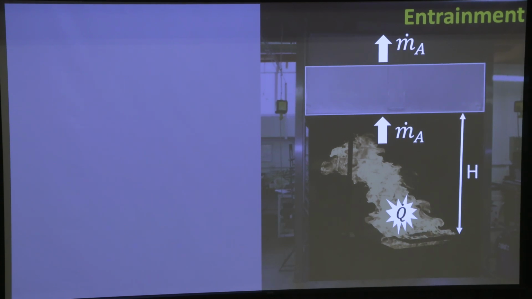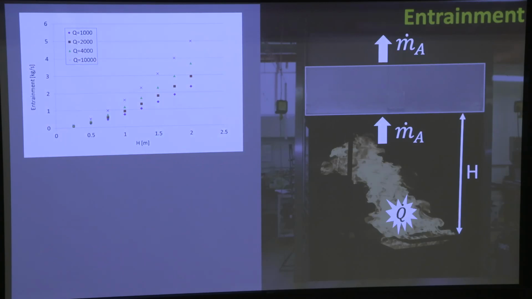So I can construct a very simple correlation that takes into account two variables, the heat release rate and the height. So what I'm going to do? I'm going to be measuring the amount of air entrained as a function of the height and as a function of the heat release rate, okay? So in essence, I have on the x-axis the height, on the y-axis the mass of air entrained, and the different data sets correspond to different heat release rates.